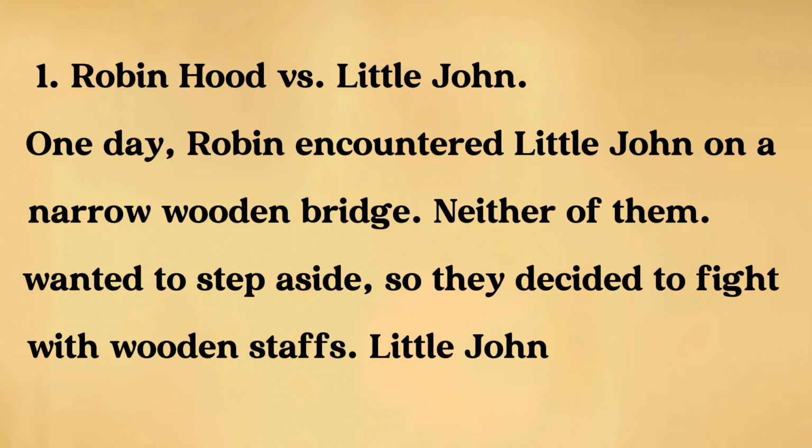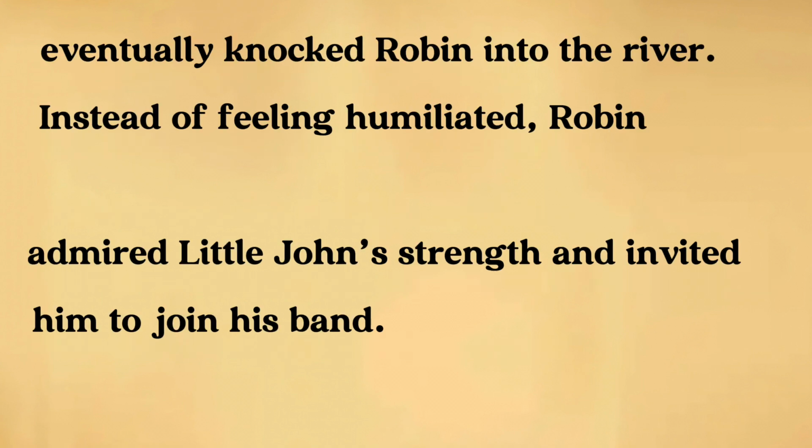1. Robin Hood versus Little John. One day, Robin encountered Little John on a narrow wooden bridge. Neither of them wanted to step aside, so they decided to fight with wooden staffs. Little John eventually knocked Robin into the river. Instead of feeling humiliated, Robin admired Little John's strength and invited him to join his band.